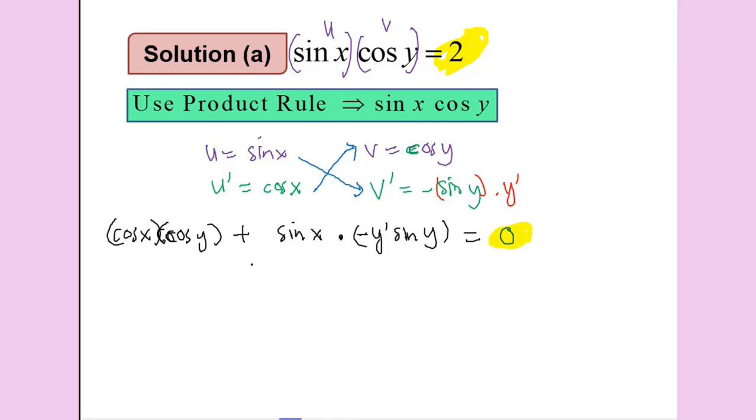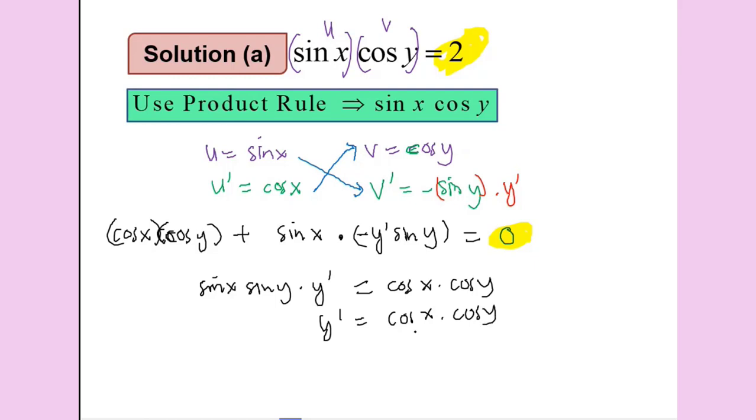So, sin x sin y. Okay, bring it over there, dot y prime, is equal to cos x cos y. Bring it over there. Then y prime is equal to cos x cos y over sin x sin y. So dy dx is equal to this one, what is this?